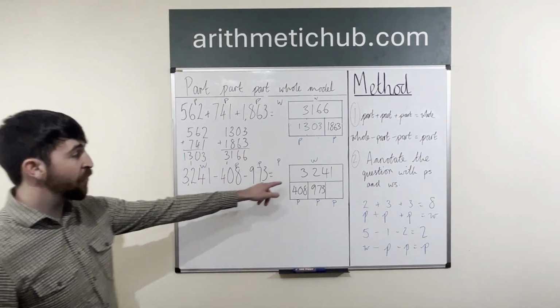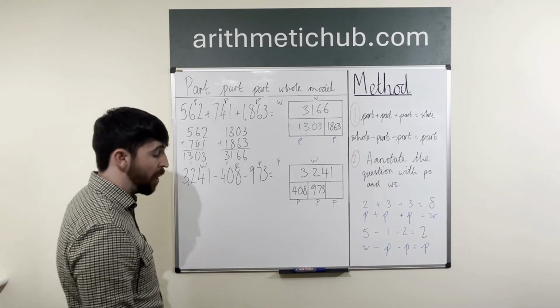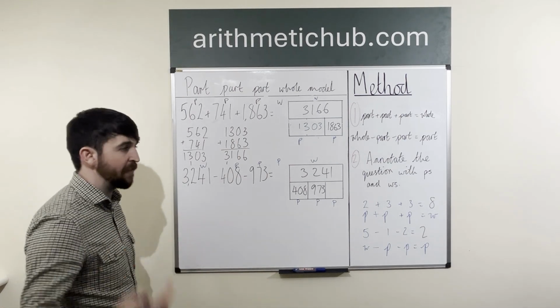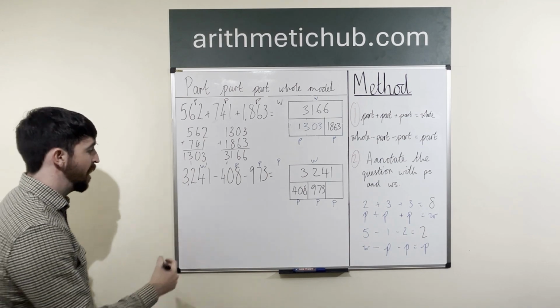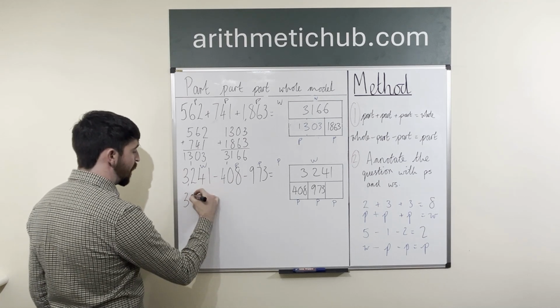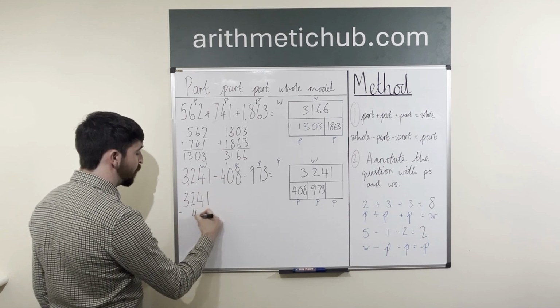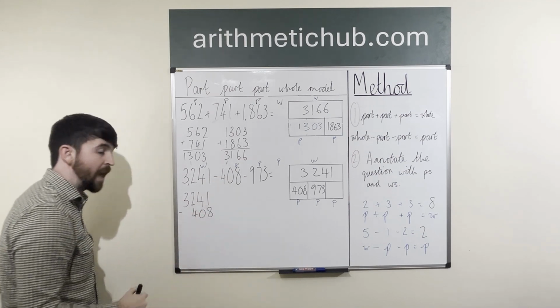So I'm going to start off with my whole and I'm going to take away 408. I'm just taking away one part first. I'm not doing three different things subtracted from each other. I'm just doing a normal column subtraction, okay? So I'm going to do 3,241. I'm going to subtract 408, okay?